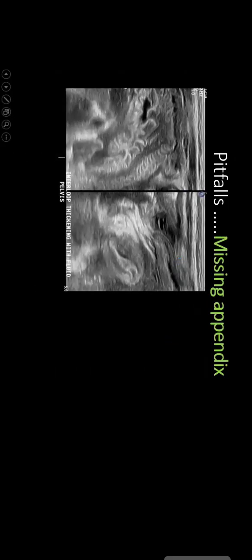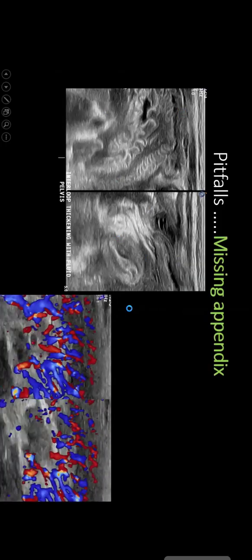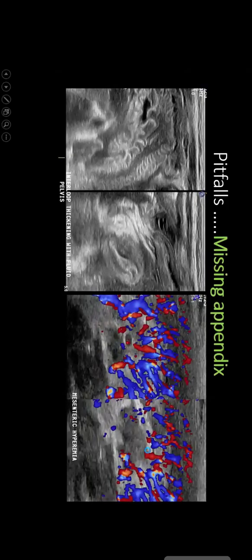Another example, missing appendix. This is a pediatric patient. Multiple dilated bowel loops, thick-walled bowel loops, internal loop thickening, fluid, septa. There is a picture of peritonitis. But the appendix was not at all seen. There is mild hyperemia, peritonitis, some fluid, septa, thickening.